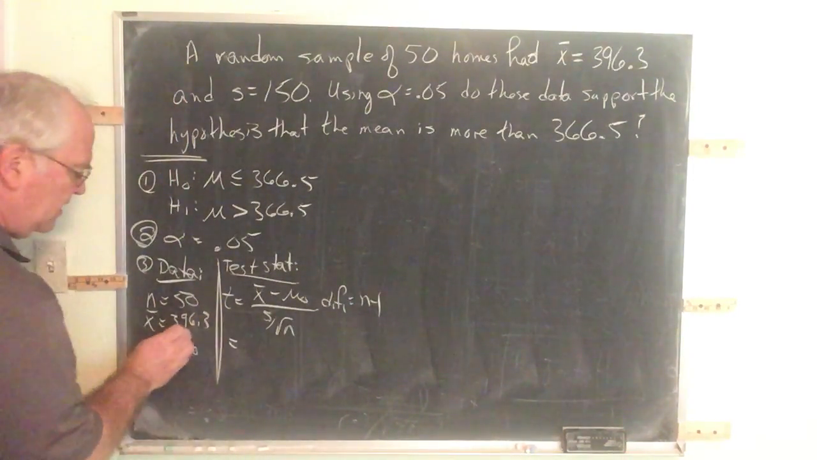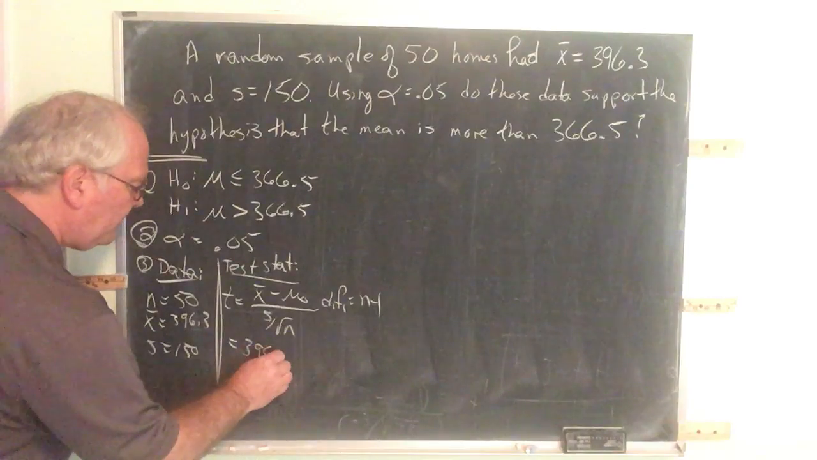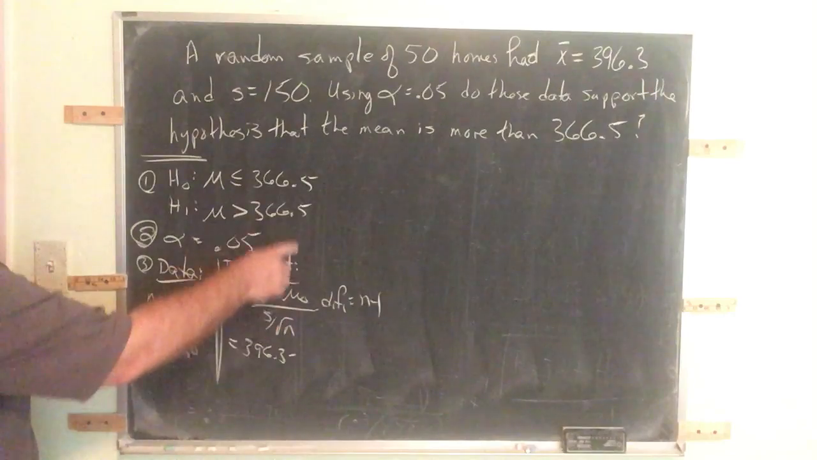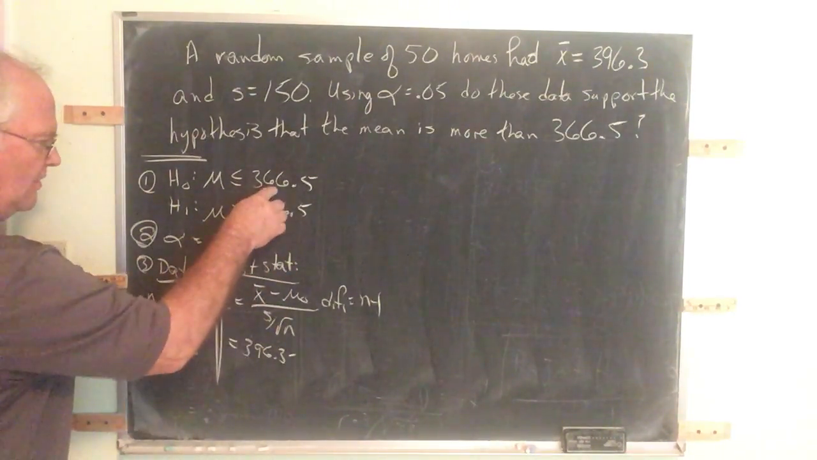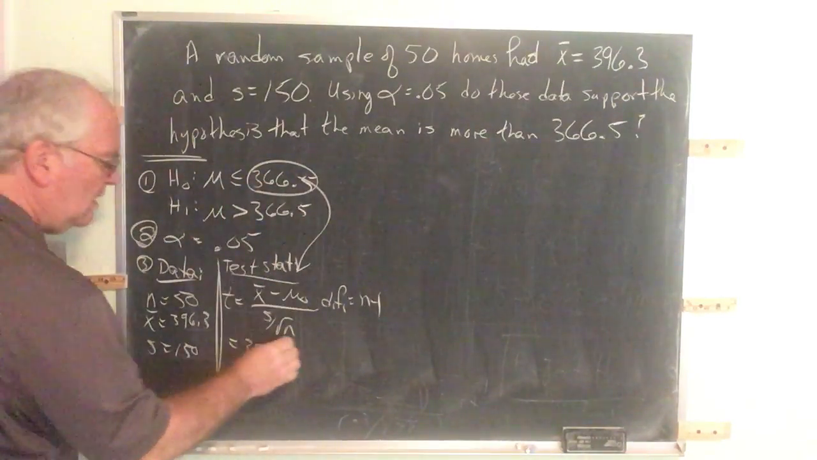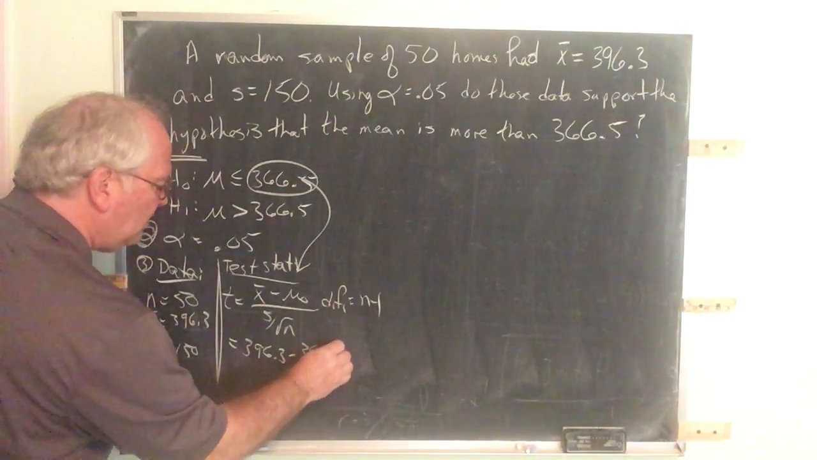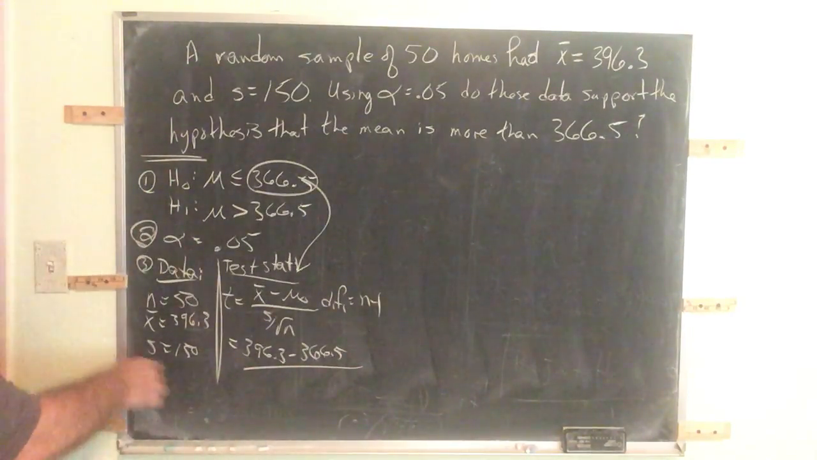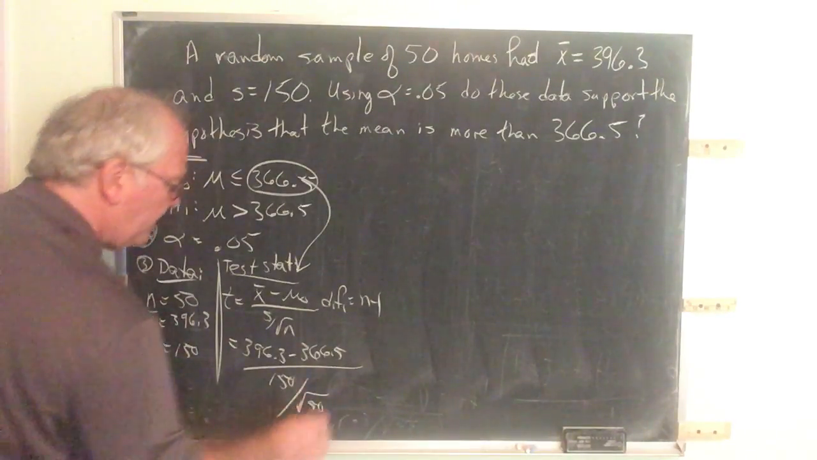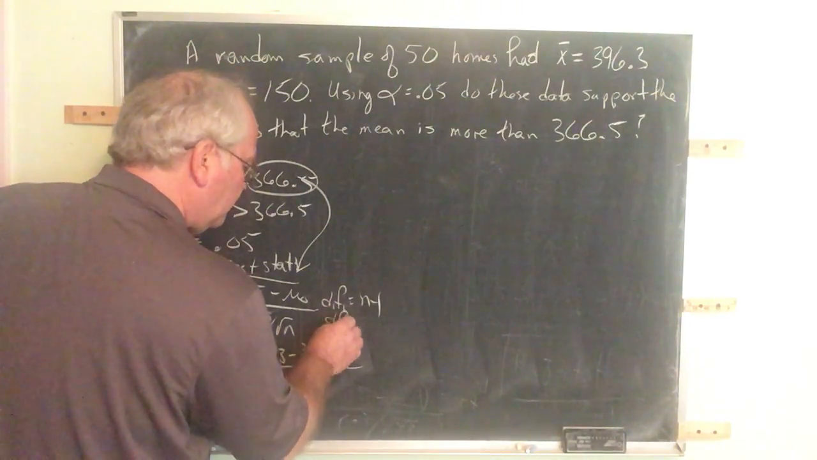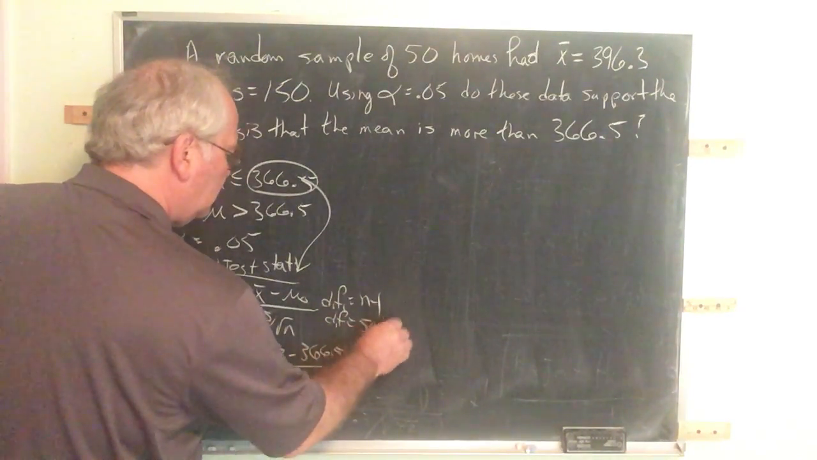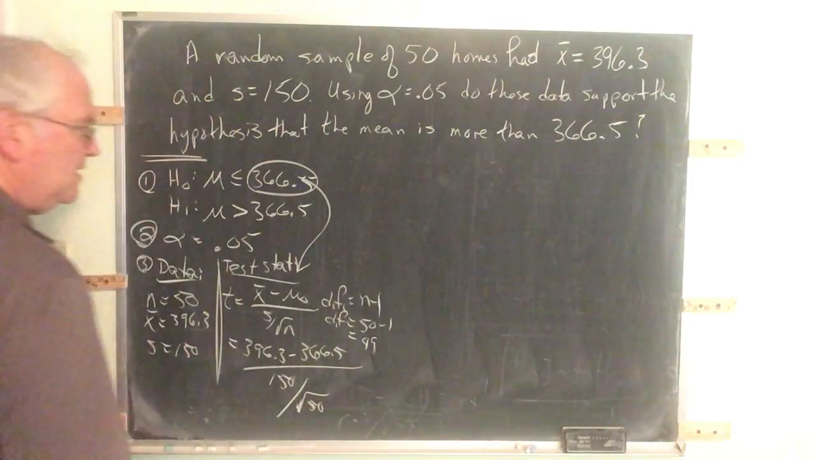So let's see, X bar is 396.3 minus mu sub 0, which is right there in front of me. Here we go, 366.5 from the null hypothesis, all over S, which was 150, over the square root of 50, and degrees of freedom are 50 minus 1. We have 49 degrees of freedom.